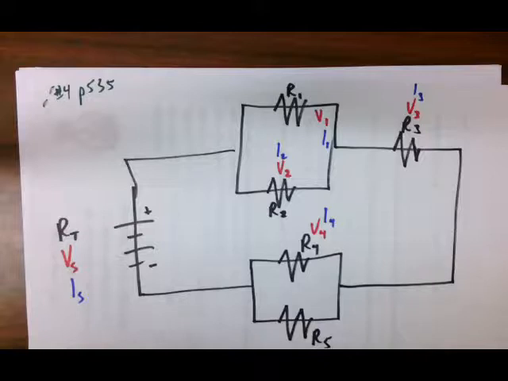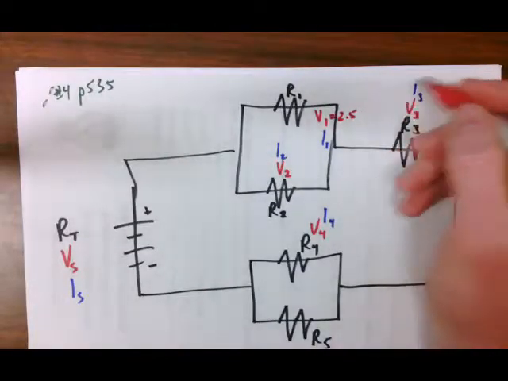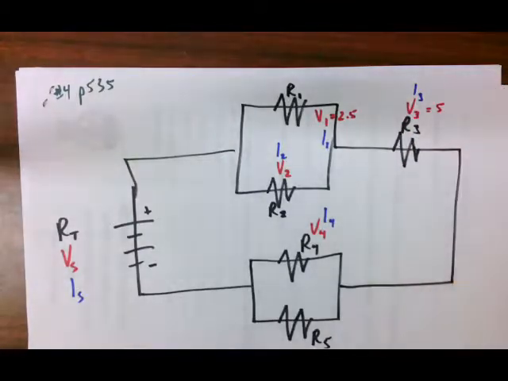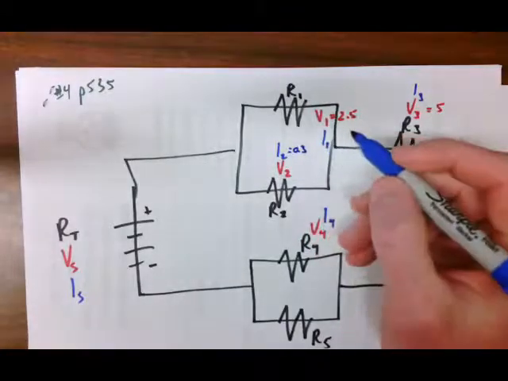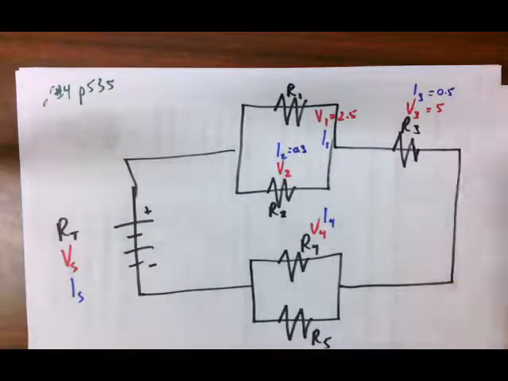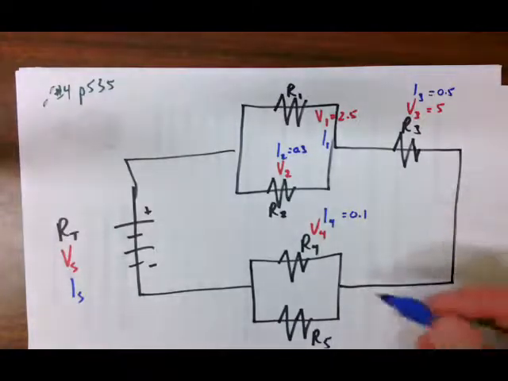So for the circuit diagram, show it's V1 is 2.5. I've got to take all my caps off, probably. Oh wait, V is red. So V1 is 2.5. V3 is 5. I2 is 0.3. I3 is 0.5. I4 is 0.1. And R4 is 70.